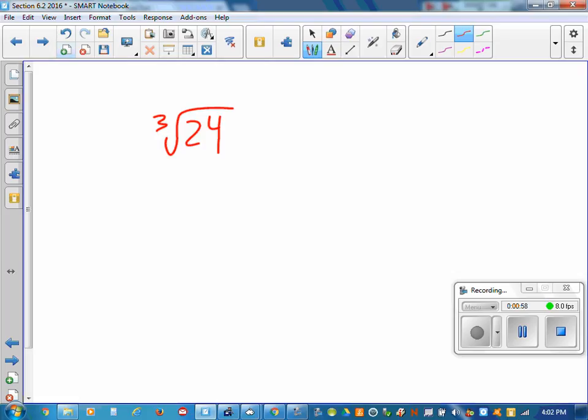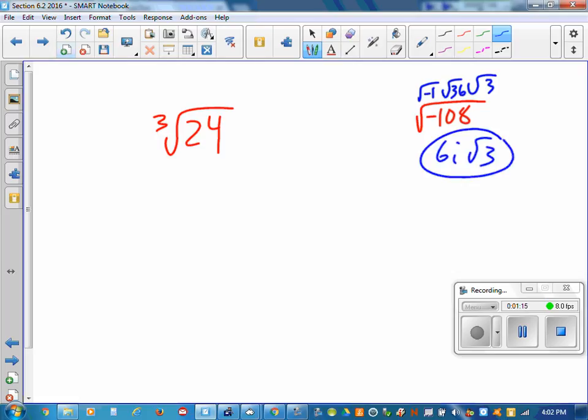Like I remember a thing where we had the square root of negative 108. That was on the last test, and we had to split it up into three radicals. We did negative 1, 36, and 3, and so it was 6i radical 3. But now, instead of just square roots, we're going to do a cube root. So you're going to split this up into two cube roots.